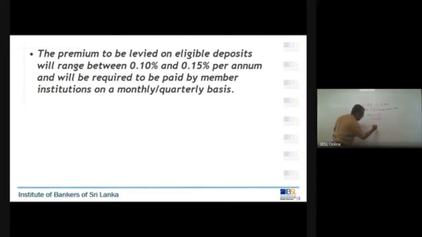See, 0.15%, from again the eligible deposits, right? Clear now? Have you written it down? Okay.